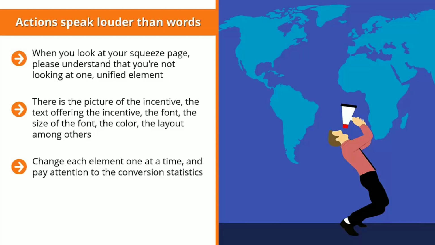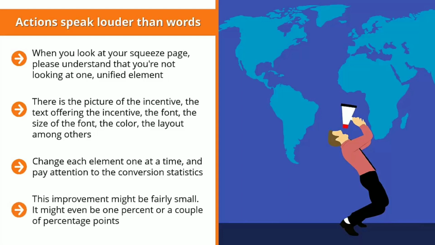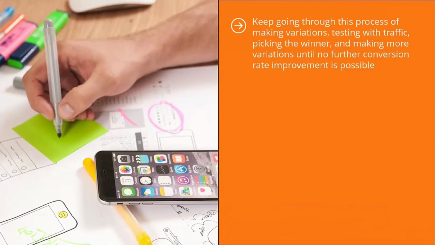Make many different variations, and then test these variations against your traffic. You should quickly see that at least one variation has a higher conversion rate than others. The improvement might be fairly small. It might even be 1% or a couple of percentage points. That's okay. You need to isolate that variation and make more variations of it. Run traffic through all the variations and see if you can improve your conversion rate. Keep going through this process of making variations, testing with traffic, picking the winner, and making more variations until no further conversion rate improvement is possible.